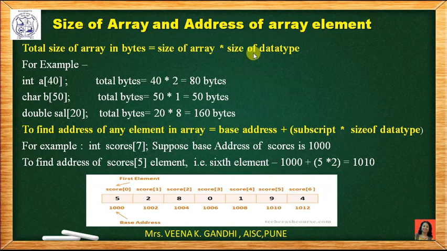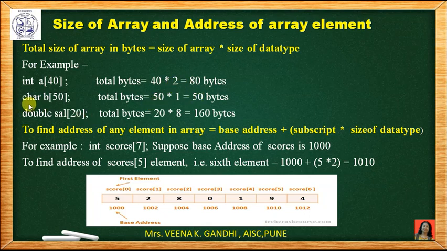So to find the size of the array in bytes, we require the size of the array and the size of the data type. So size of the array in bytes equals size of the array multiplied by the size of the data type. For example, int a[40] means a is an array of size 40 of integer type. So the size of the a array will be 40 into sizeof(int). Under a 16-bit compiler it is 2 bytes. So 40 into 2, 80 bytes.